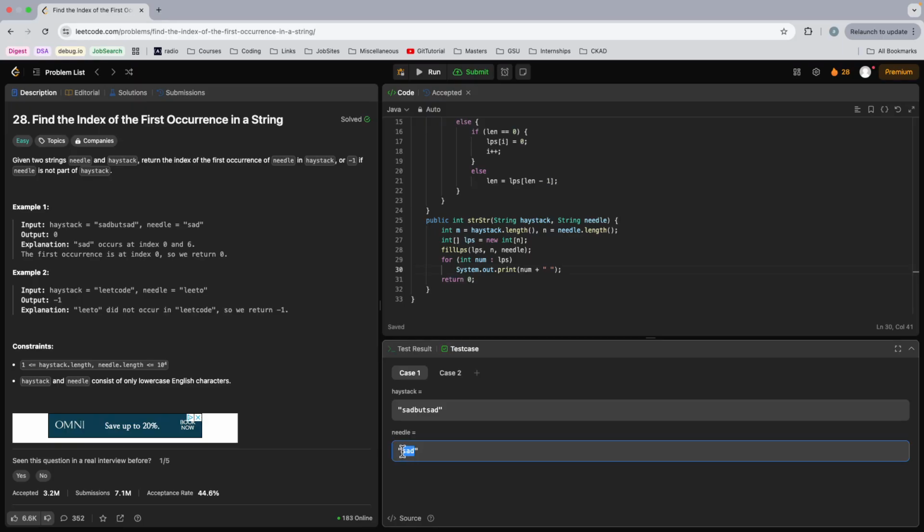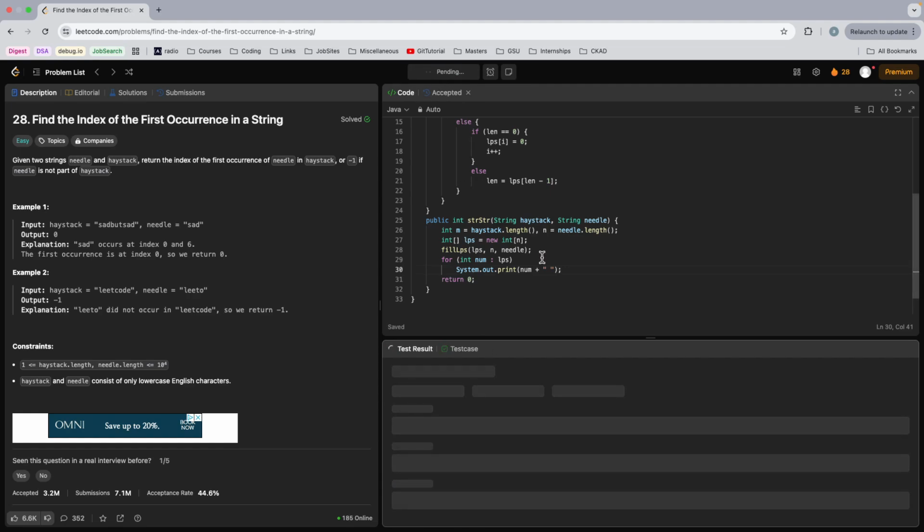So let me see. This should all give 0. This should give 0 for everything again. Yeah, I'll try to get a case where I don't get 0. Okay, sorry. So I'll give this, right? So the LPS array in this example should be 0, 1, 2, 3, 4, 5. So let me run this.